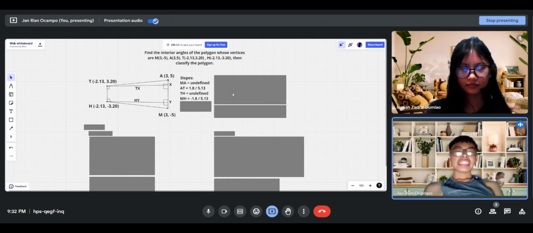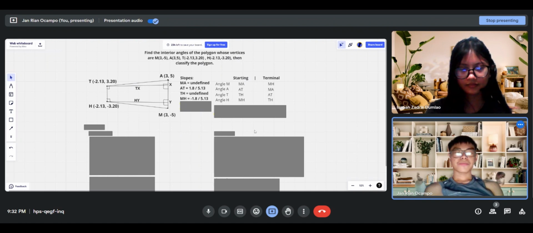And then we will find the initial and terminal side of each angle, going in the counterclockwise direction. Angle M has a starting side of MA and terminal side of MH. Angle A is AT and MA. Angle T is TH and AT. And angle H is MH and TH.